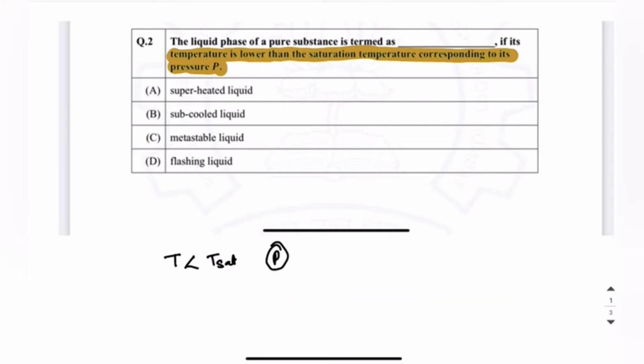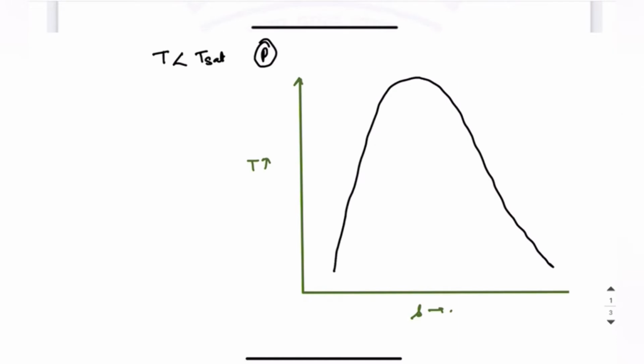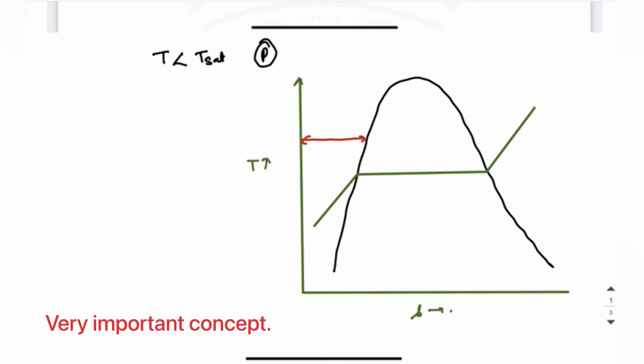So to understand this concept, we have to first understand the concept of the TS diagram. So let us draw a TS diagram. A TS diagram is somewhat like this, and if we draw a constant pressure line on this diagram, they will be somewhat like this. Now this is the subcooled region. This is the region which is superheated, and this is the mixed region.